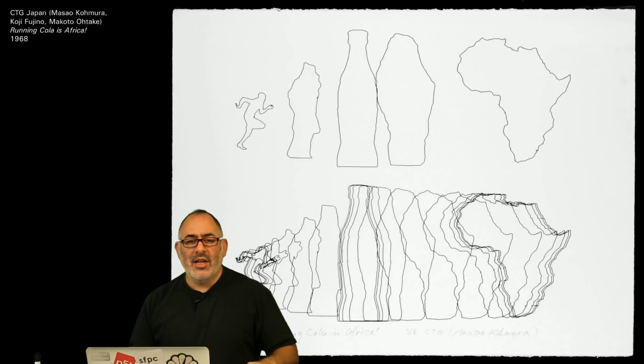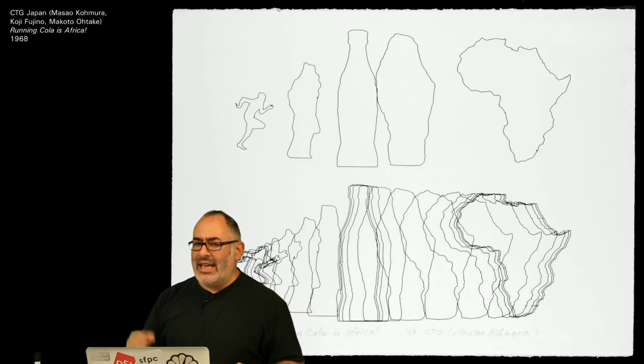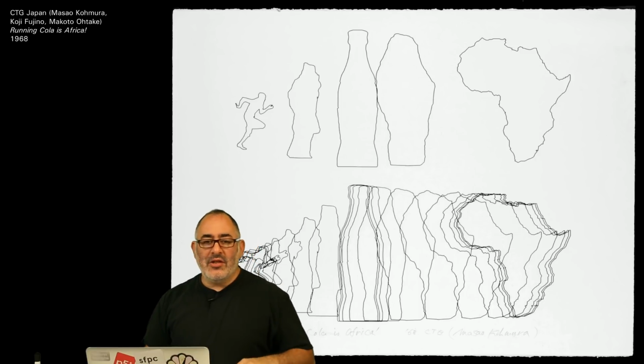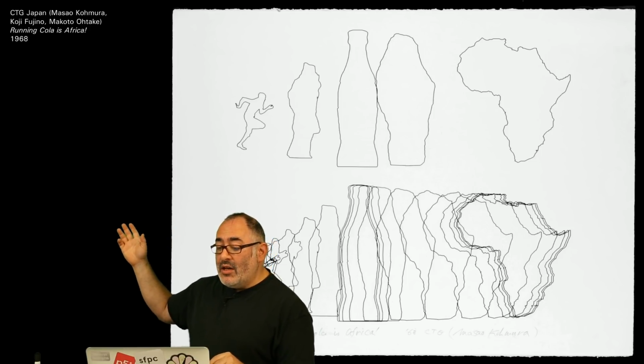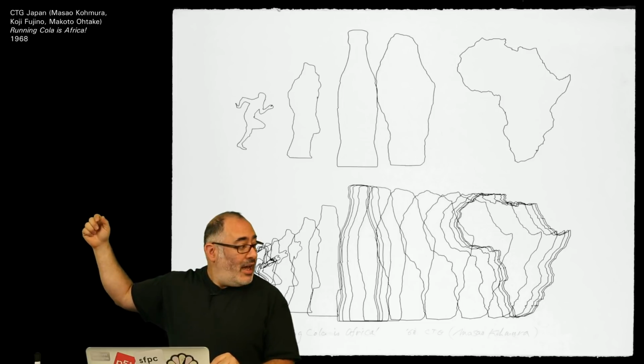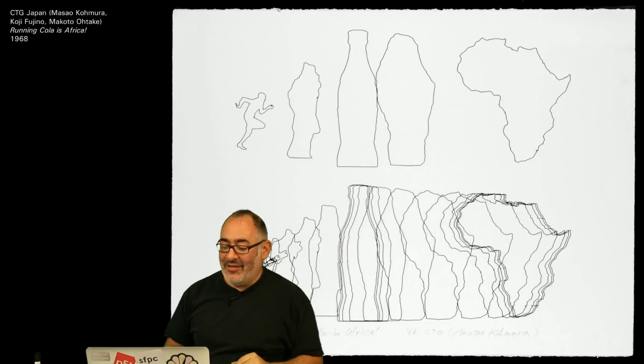And perhaps one of the most strange and absurd of all of these was this project called Running Cola is Africa, by, again, the Japanese computer technique group, Masao Komura and others, in which the shape of the runner from the '68 Olympics transforms into a Coca-Cola bottle and then into the continent of Africa.